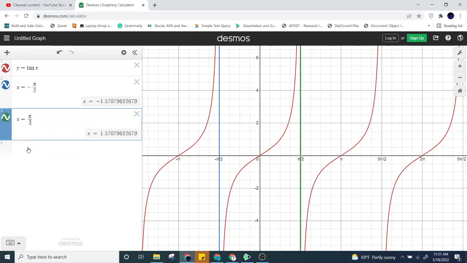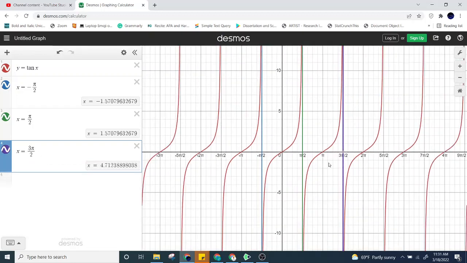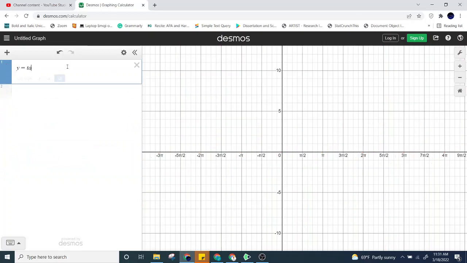Pi/2. And then it would be undefined again at 3 pi/2. So every odd multiple of pi/2, that's where tangent is undefined. And you can see that's where those asymptotes are going to be. Okay. Cotangent is similar. Let's look at cotangent. So cotangent, I'll tell you what, hold on, before we do cotangent, let's add tangent to our notes here.